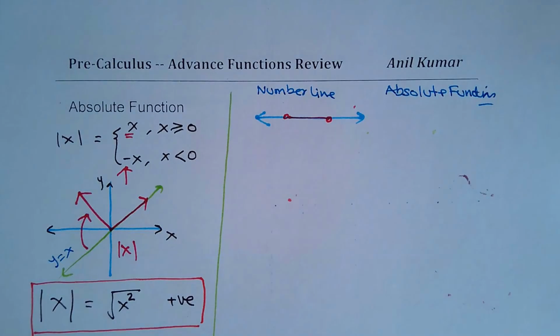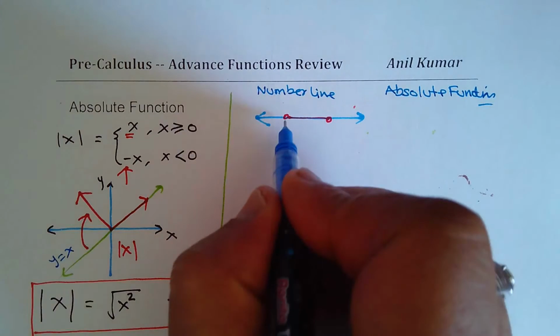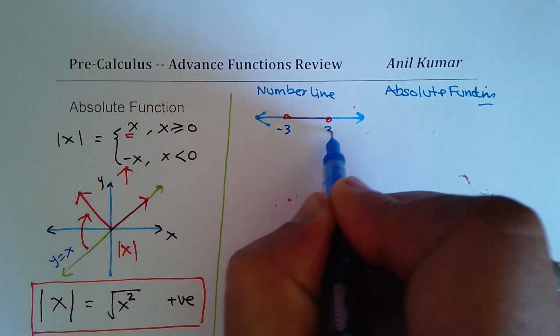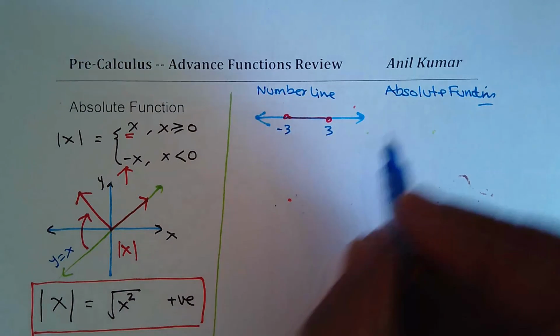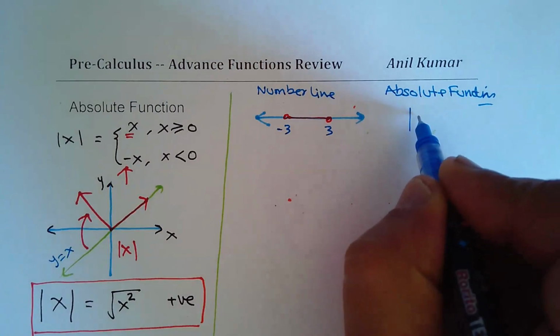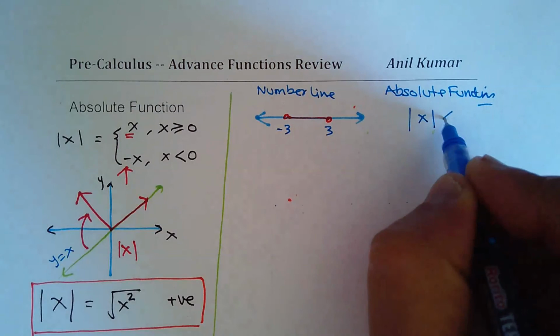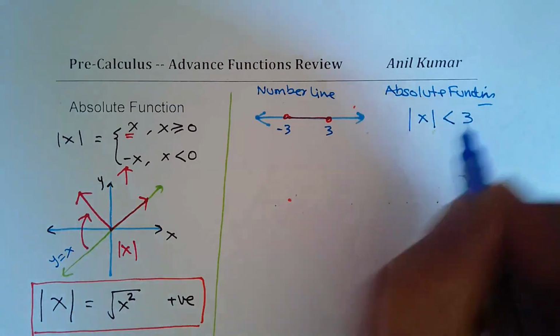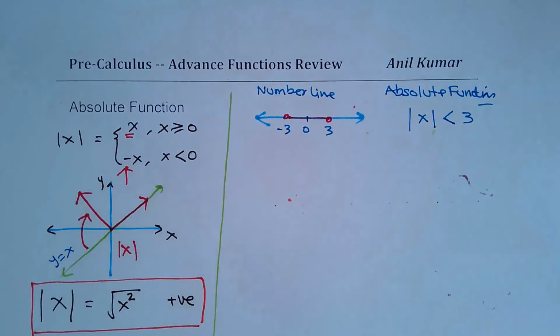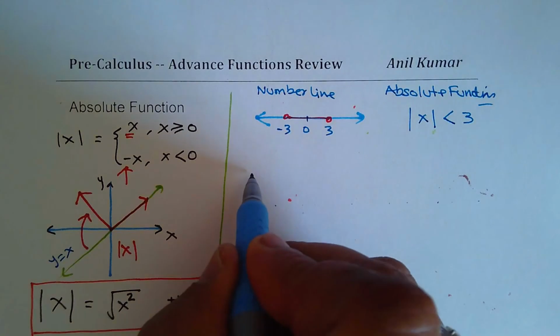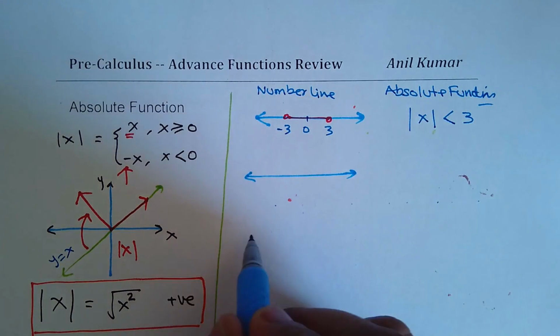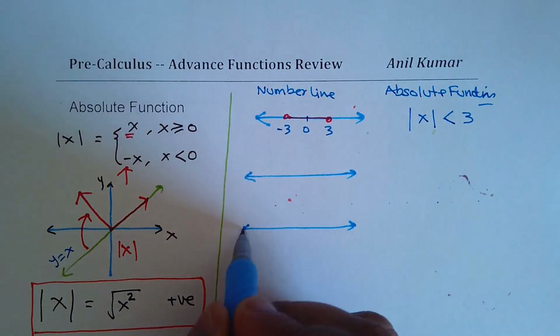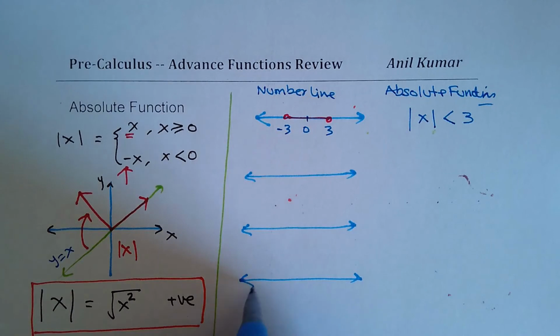Perfect. For example, if I write these numbers as minus 3 and plus 3, something in between could be written as absolute value of x should be less than what? 3, right? Since the center value here is 0, anything in between plus and minus 3 could be represented as shown here. Now I'll give you a few more examples. You need to write them as absolute functions, right? So these are a few more number lines, and that is the most important test question for you.